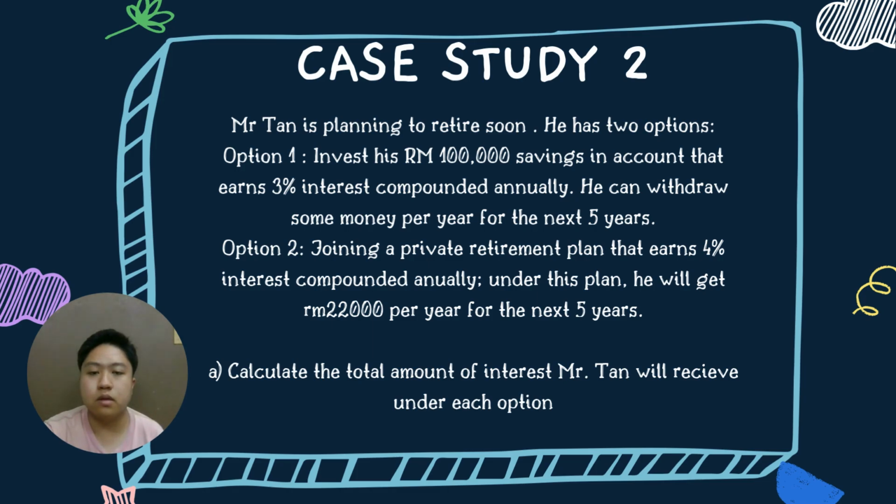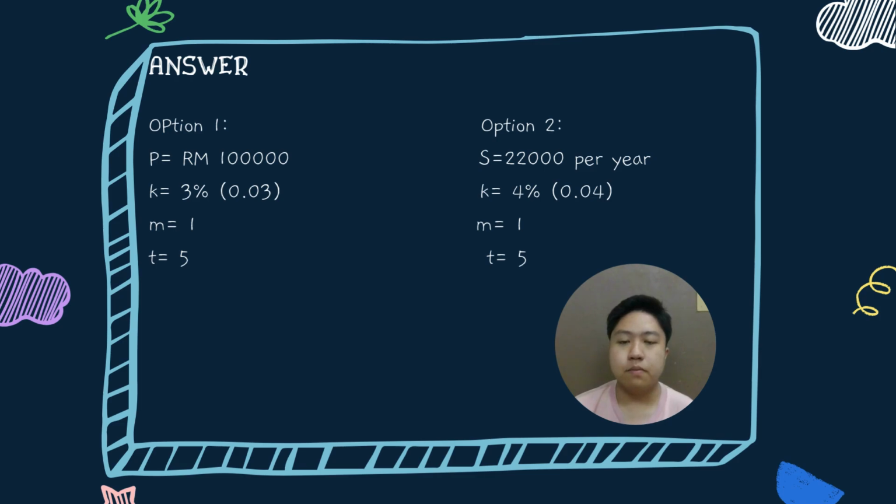Based on the question given, question A, calculate the total amount of interest Mr. Tan will receive under each option. First of all, we need to bring out every piece of information we get from the question.